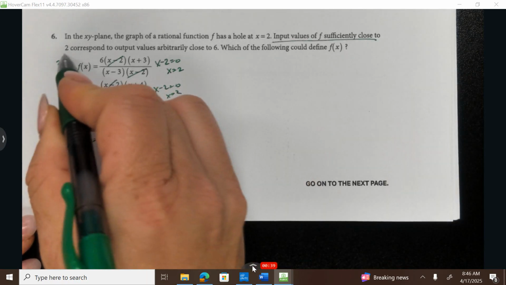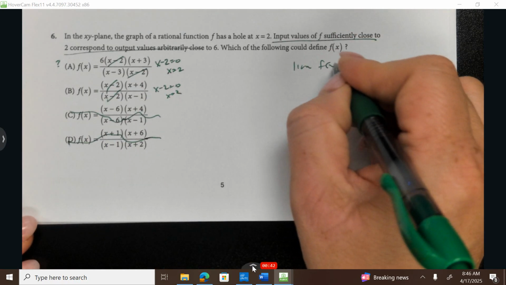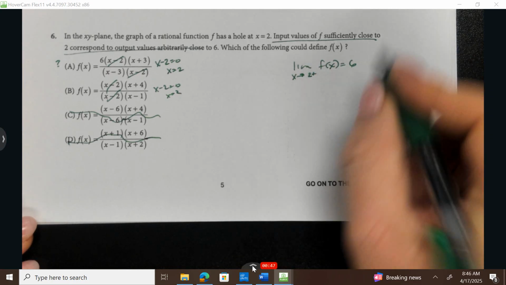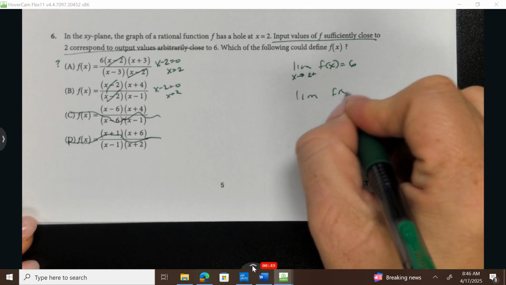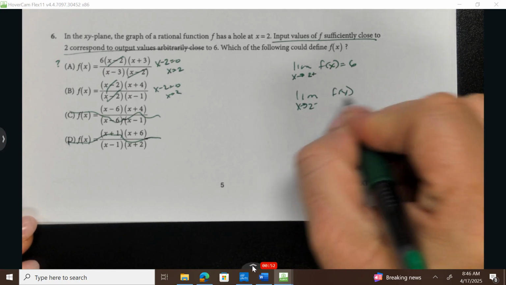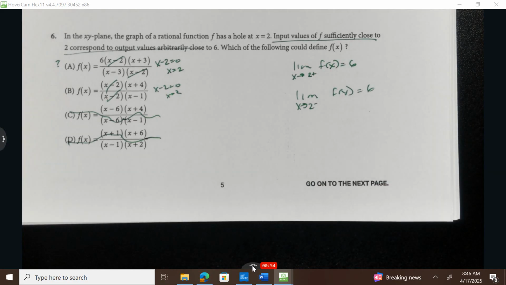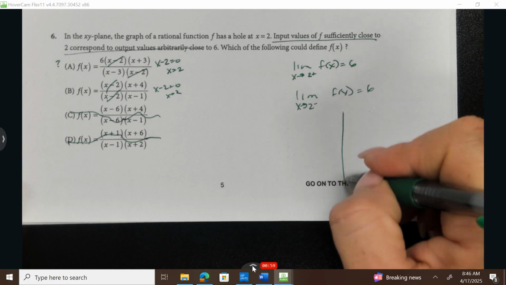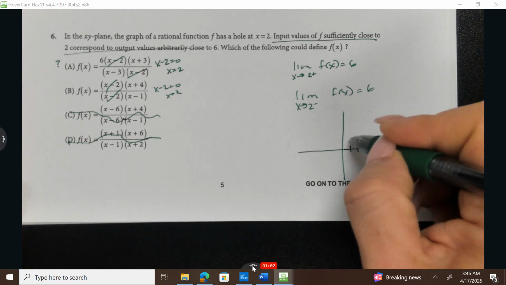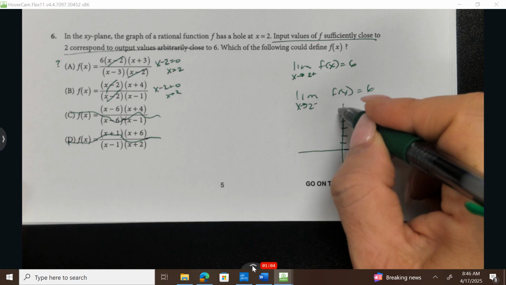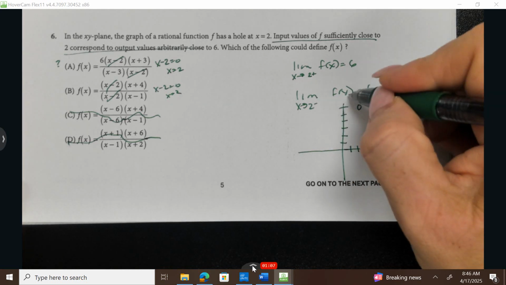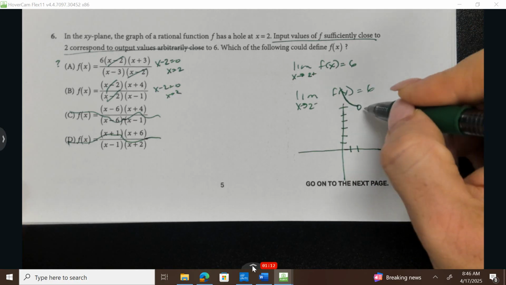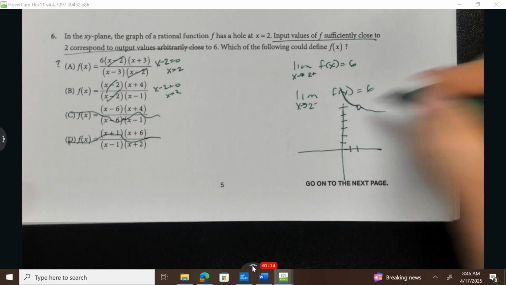When I read this, it says to me, for this function f of x, as we approach 2 from the right-hand side, we are approaching 6. And as we approach 2 from the left-hand side, we are also approaching an output value of 6. For those that are visual learners, let's go to 2 and let's go up to 6. That means something like this. As we approach from the left, we're approaching an output value of 6, and as we approach from the right, we're also approaching an output value of 6.